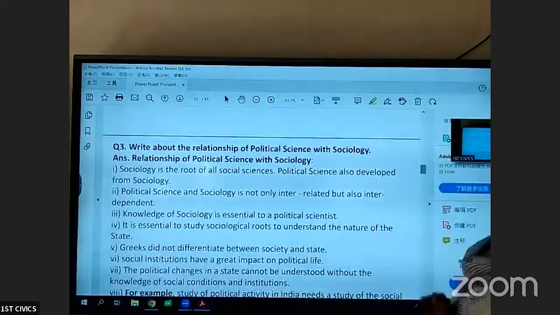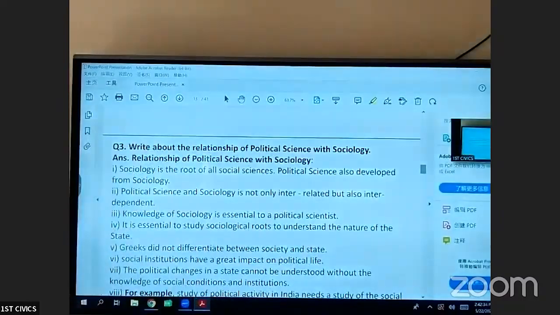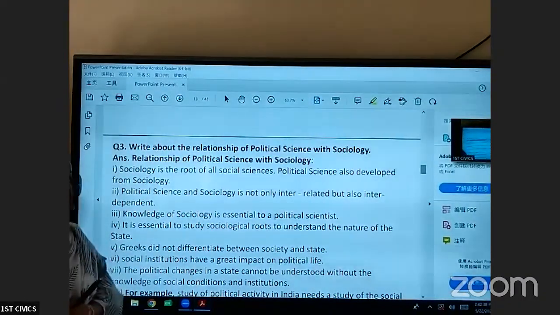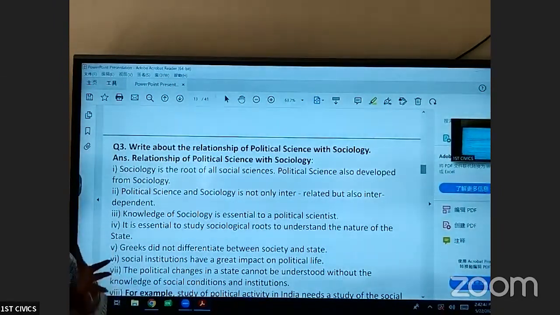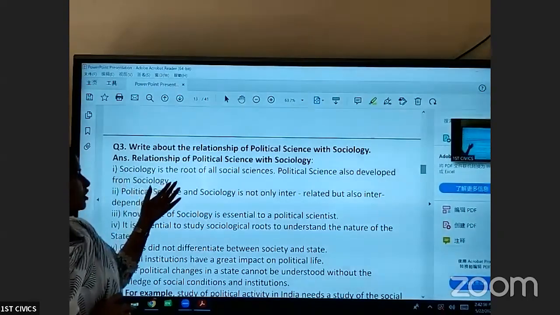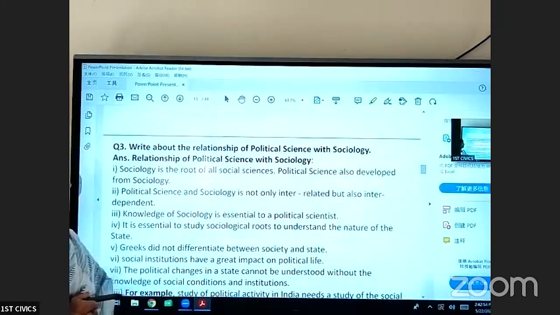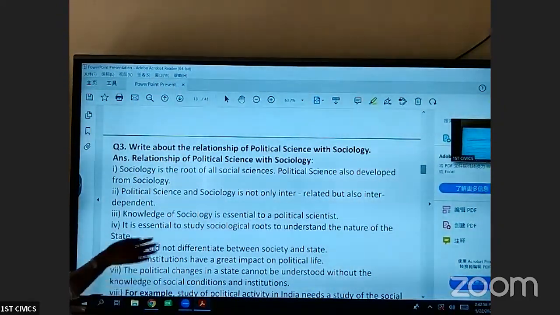Let us move to the relationship of political science with other social sciences, like sociology. So what is sociology? Sociology is the study of society. Unless we understand the social system, we will not be able to understand the political system. Sociology is the root of all social sciences, and political science developed from this subject.